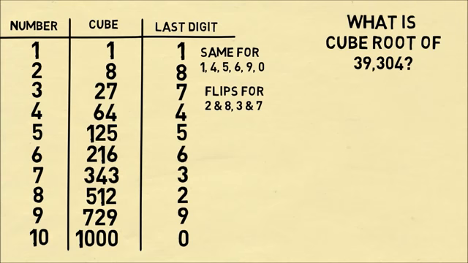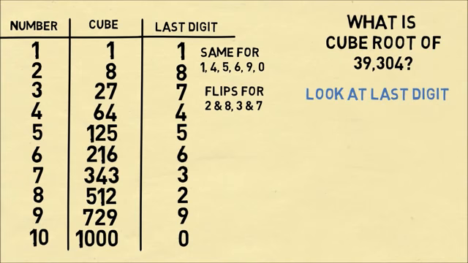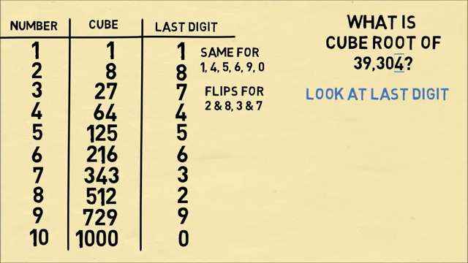So let's do the trick. What's the cube root of 39,304? The first thing I want you to do is look at the last digit. The last digit of 39,304 is 4, which we're going to put in a box. So we look up 4 in the last digit, and that corresponds to the number 4. So we write down the number 4.